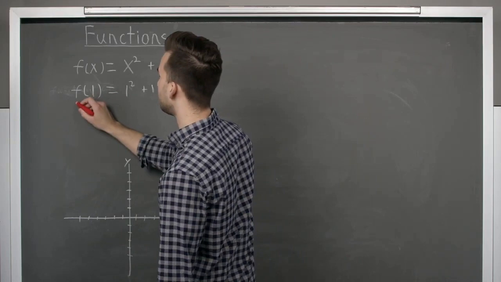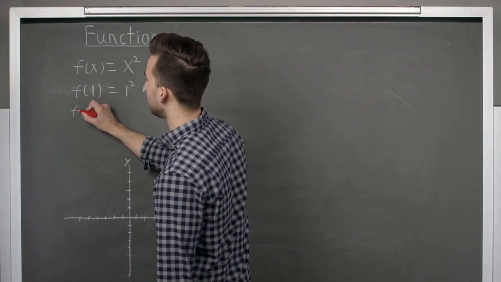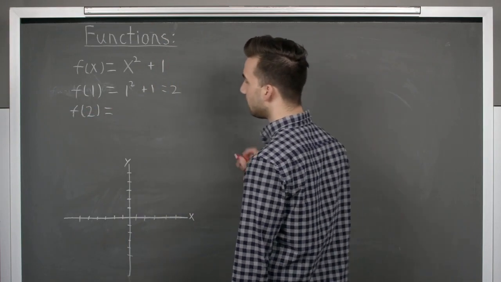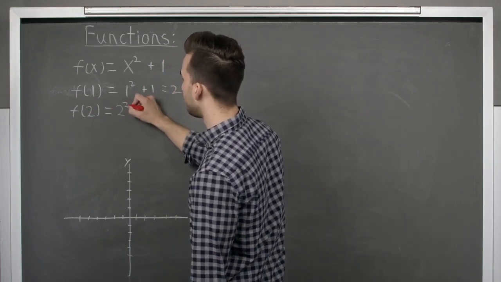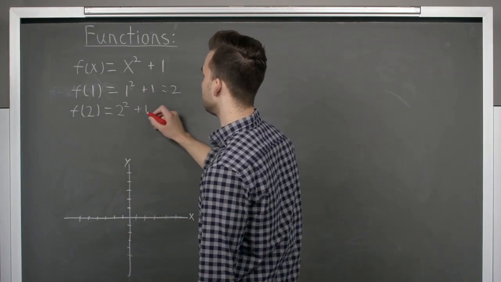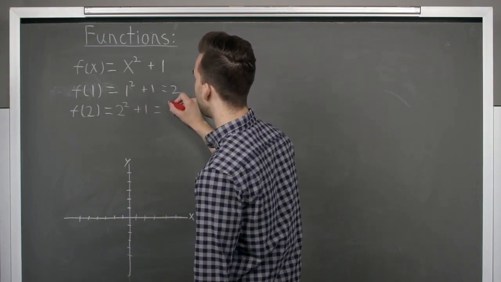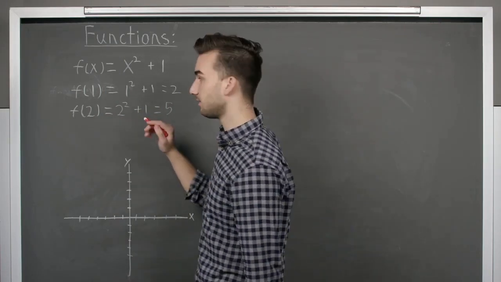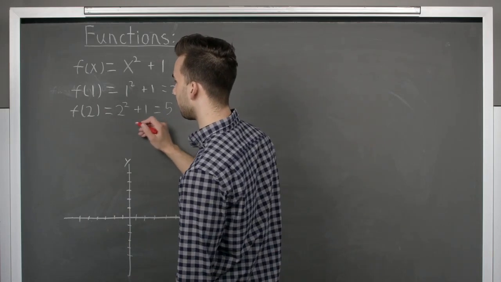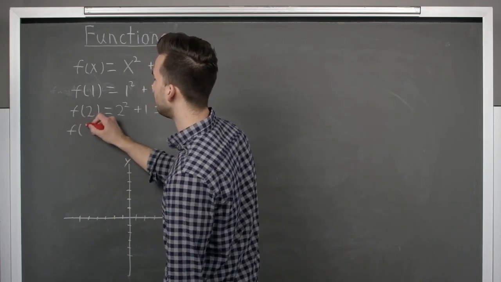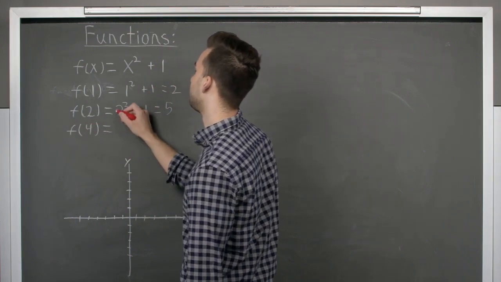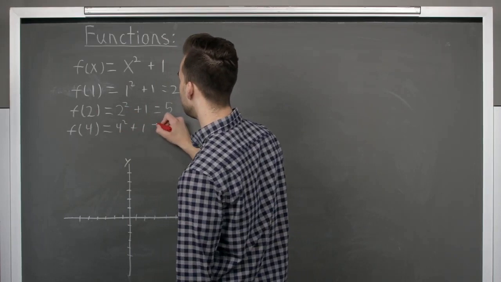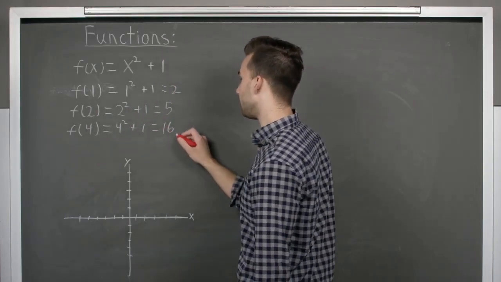And so let's try 2. What is the function equal to when x equals 2? Well, 2 squared plus 1 is equal to 4 plus 1, which is 5. Okay, so what is our function equal to if x is 3? Or let's do 4. We have 4 squared plus 1, which is 16 plus 1, or 17.